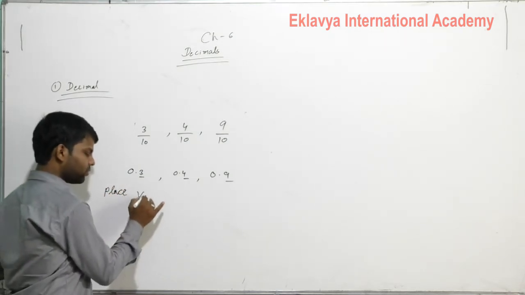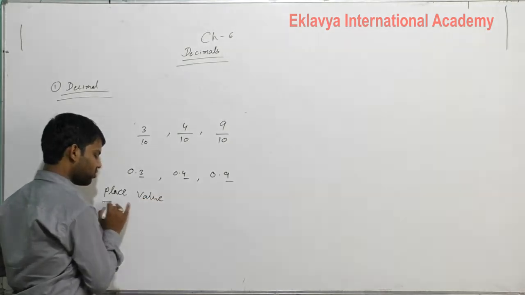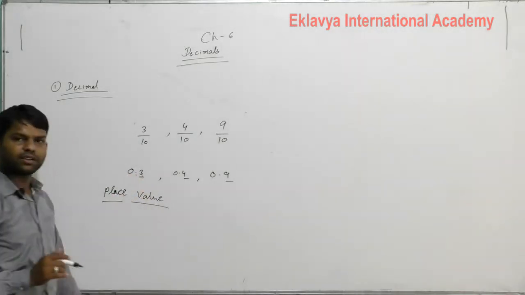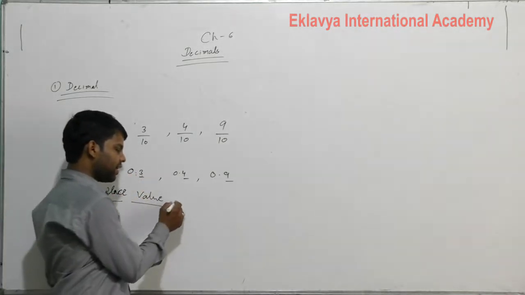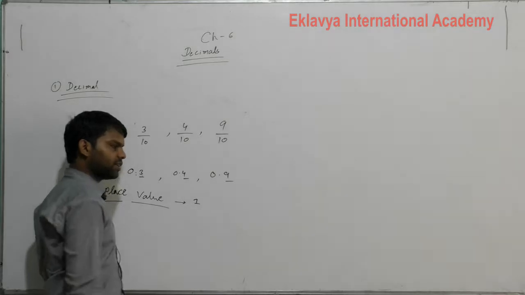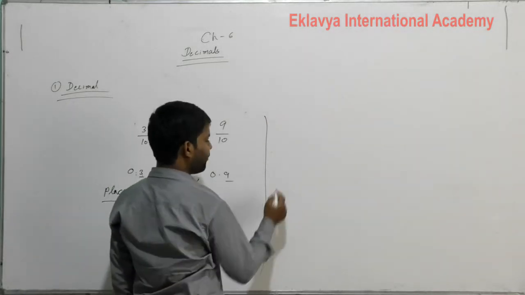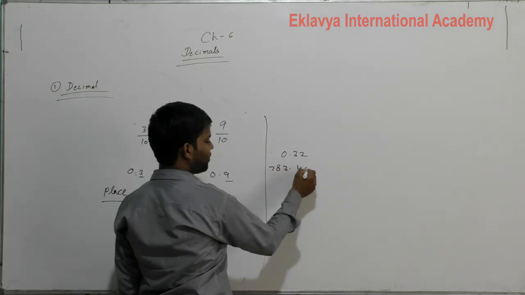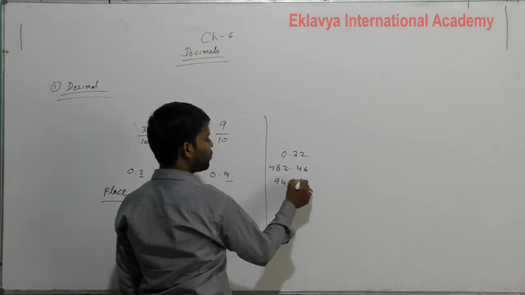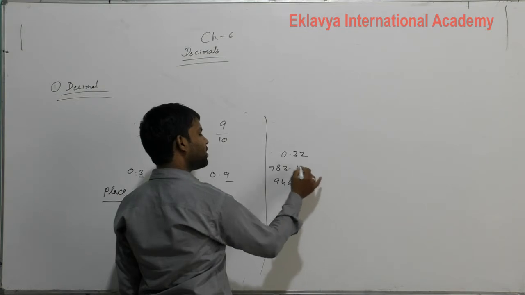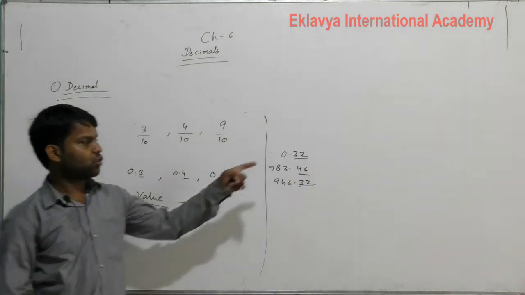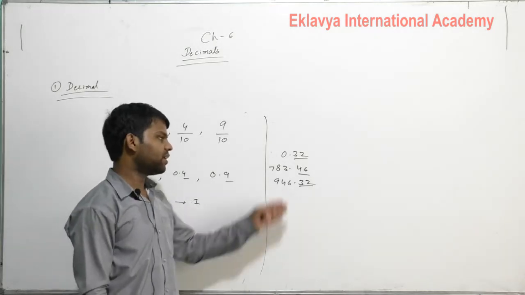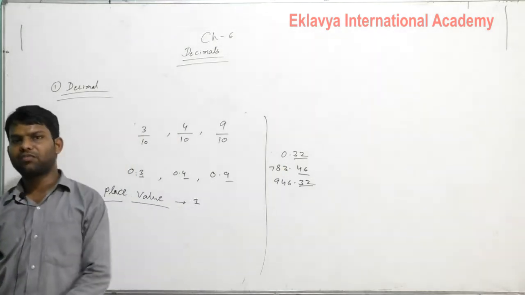Place value. What does place value mean? After the point, if we have one digit, one number, then we say its place value is 1. If we have two numbers, like 0.32, 783.46, 946.32, these numbers having two digits, then we say these have two place values.